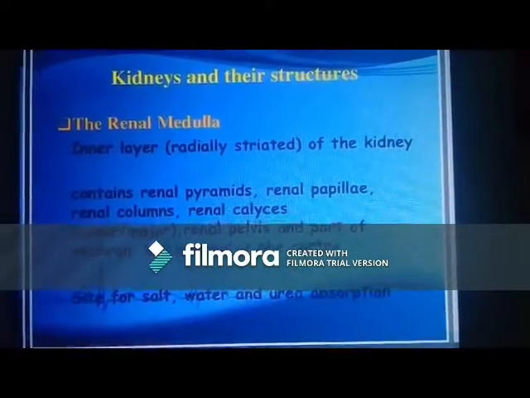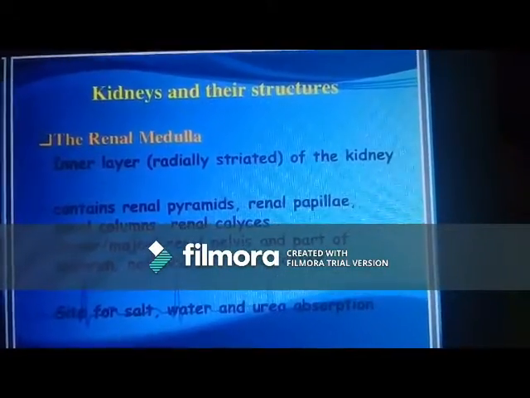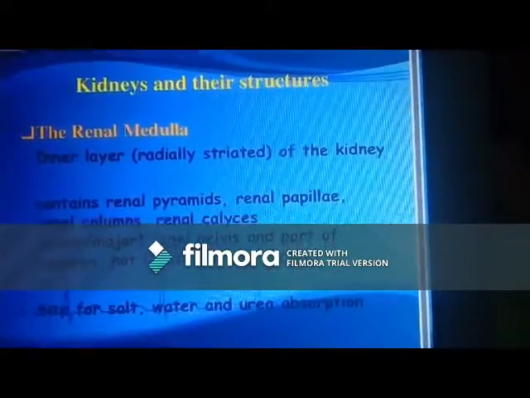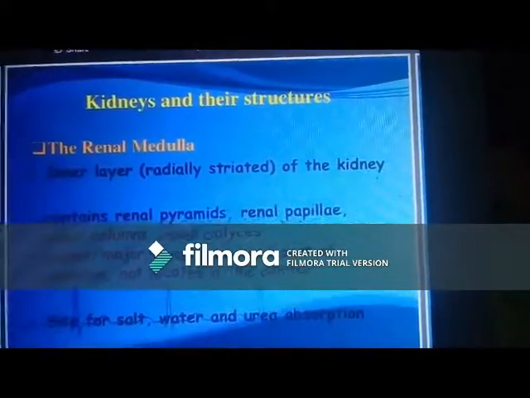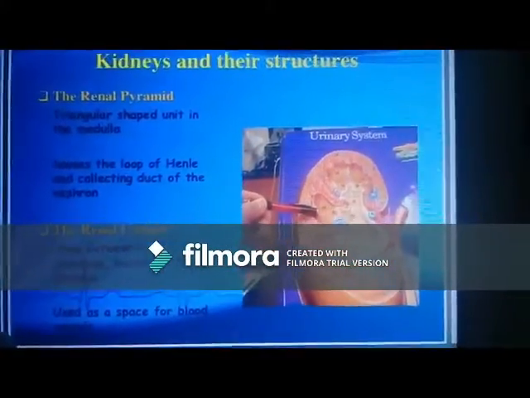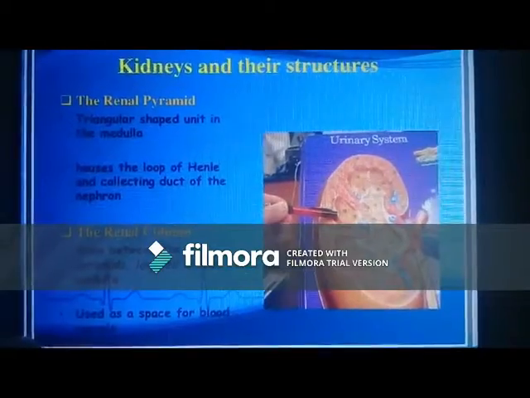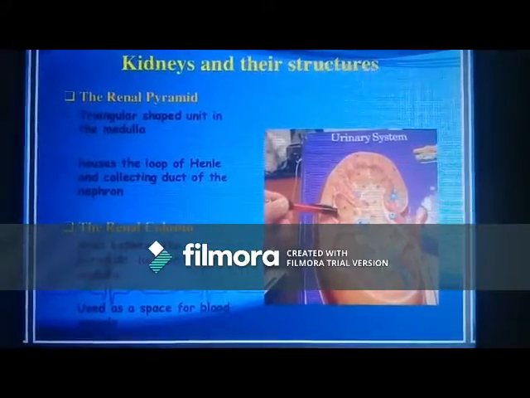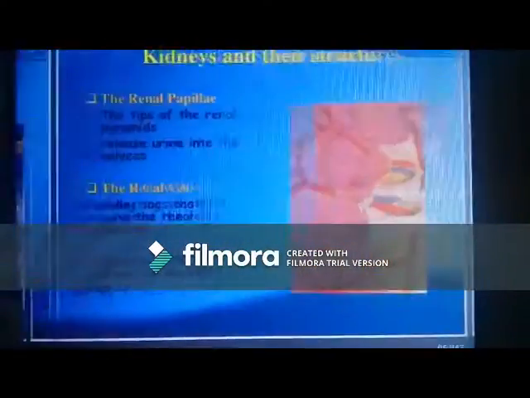Next, of kidneys and their structures, the renal medulla: the inner, radially striated layer of the kidney. It contains renal pyramids, renal papillae, renal columns, renal calyces, minor and major, the renal pelvis, and the part of the nephron not located in the cortex, the site for salt, water, and urea absorption. The renal pyramid is a triangular unit in the medulla that houses the loop of Henle and collecting duct of the nephron. The renal column is the area between the pyramids, located in the medulla, used as a space for blood vessels.